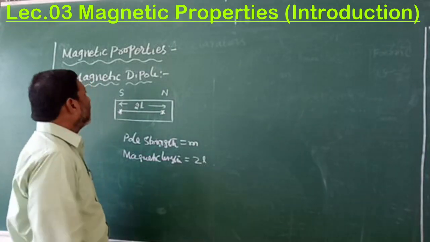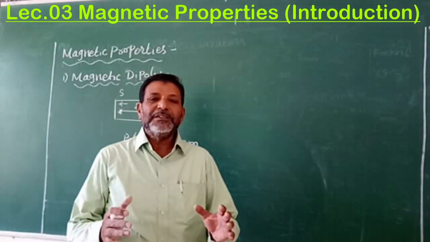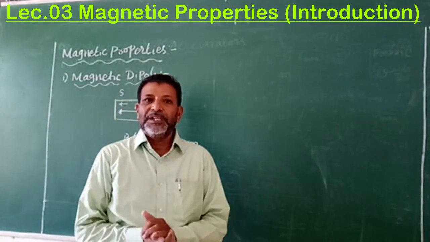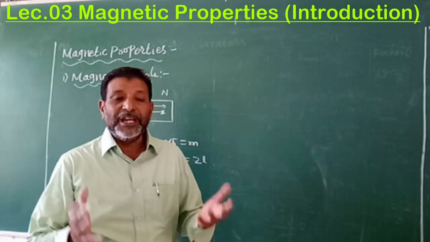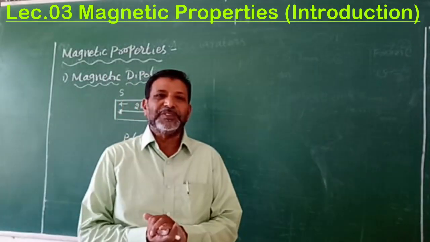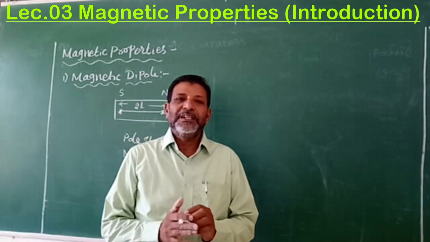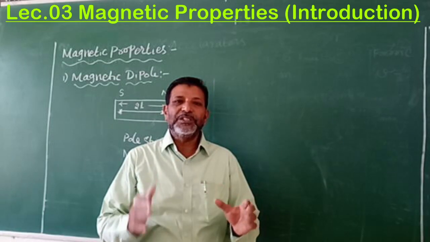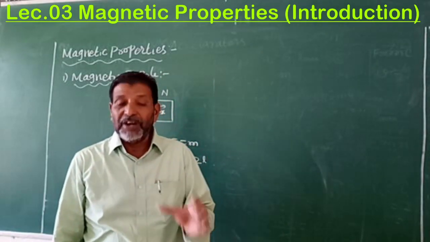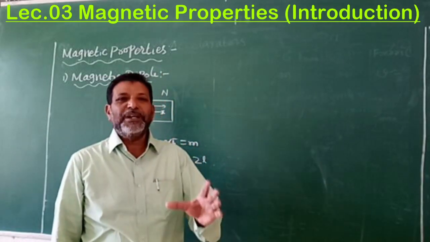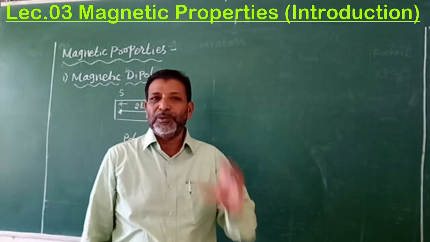Now, coming to the magnetic dipole, what is the definition of the dipole? Usually we saw that dipole means that which has two poles, to understand. But the definition of the dipole is: two unlike poles of equal strength separated by some distance is known as the magnetic dipole.